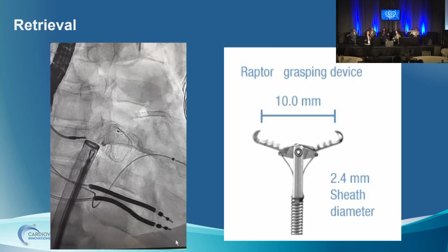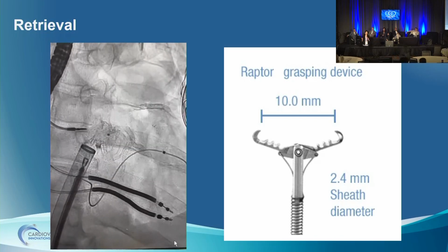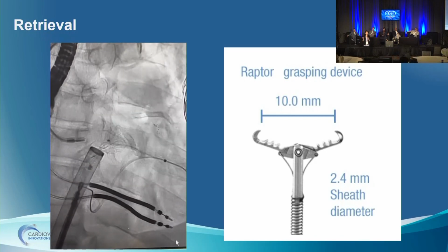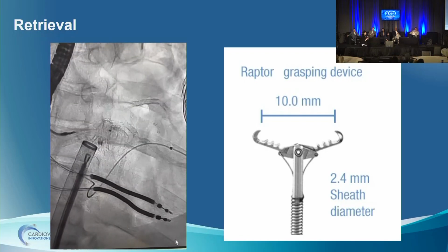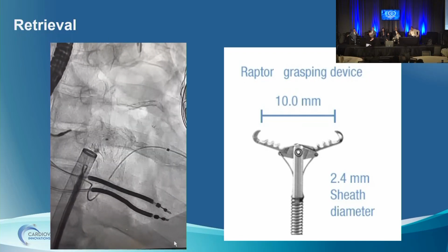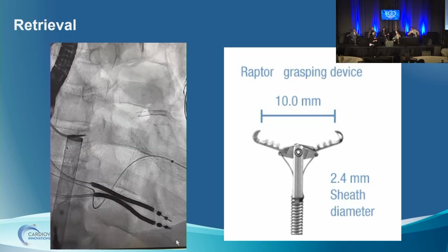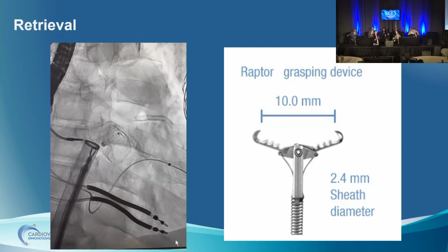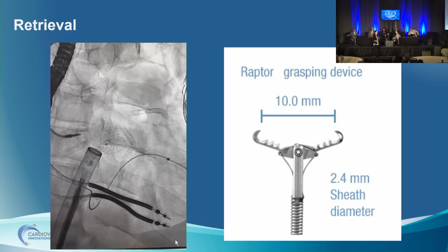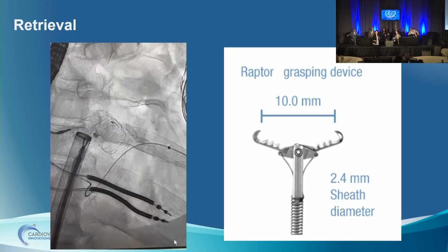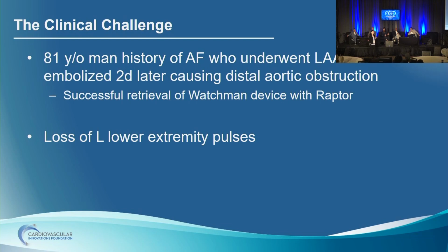This is a Raptor device. It's a larger forceps device, and it's got teeth on it so that it gives you more strength to pull down. We did manage to retrieve the other device, but we didn't hit fluoro store soon enough because we were too excited by it. This is a different case, and you can see that we are able to grasp onto the struts of the Watchman device and pull it into a larger sheath. So we were all very happy.